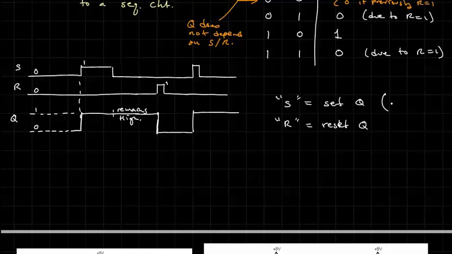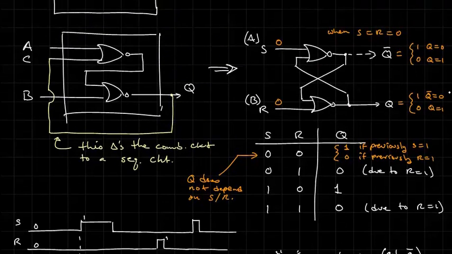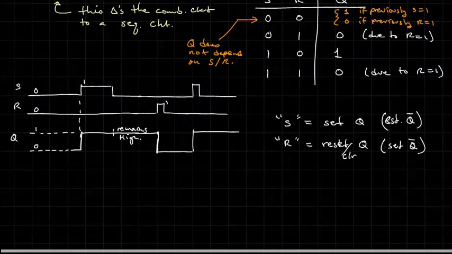And actually it's the opposite. You can say reset, or you can say clear. Reset, clear. Here you're resetting Q bar, and here you're setting Q bar. If you look at the logic, you can go back and look at the circuit. You'll see that Q and Q bar are always inverses of each other logically.